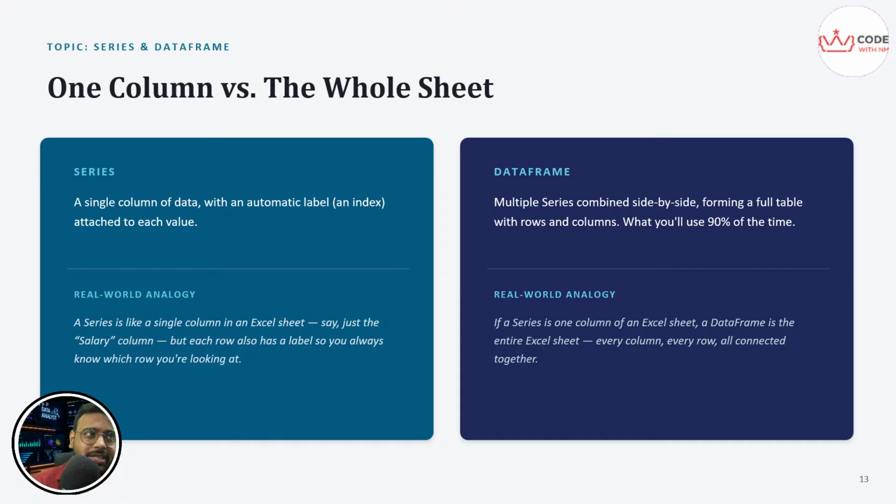So let's understand with a real world analogy. If a series is one column of an Excel sheet, a data frame is an entire Excel sheet. Every column, every row, all connected together. Understood? An Excel sheet with millions and millions of data is nothing but a data frame. Okay, let's now see the example of a data frame itself.